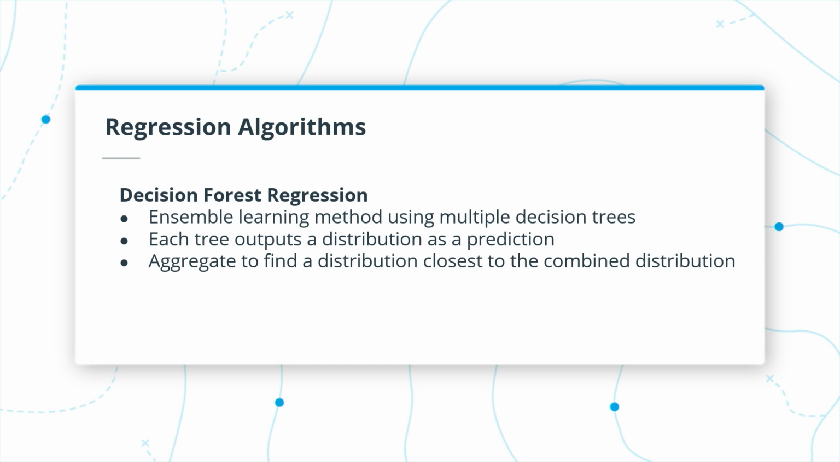The algorithm works by building multiple decision trees, and each tree in a decision forest outputs a distribution as a prediction. An aggregation is performed over the ensemble of trees to find a distribution closest to the combined distribution for all the trees in the model. The algorithm supports some of the same hyperparameters discussed for the multi-class decision forest algorithm, such as number of trees, maximum depth, and the list goes on.